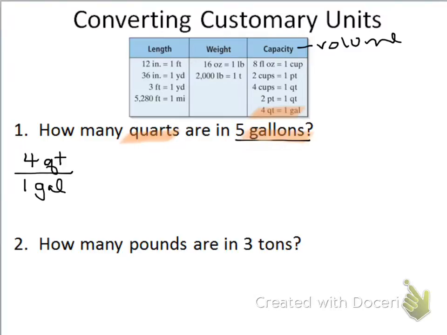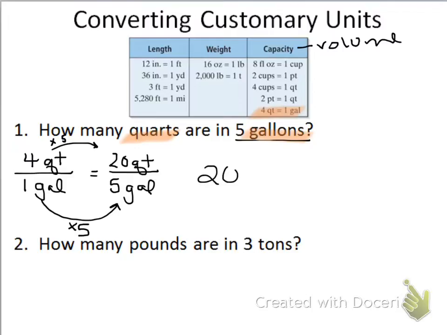Now I have 5 gallons, not 1 gallon, so I'm going to write my second rate over here, and instead of writing 1 gallon, I'm going to write 5 gallons. To go from 1 to 5, because 1 is smaller than 5, I'm going to be multiplying, and I'm going to multiply by 5. So I'll do the same thing with my numerator. 4 times 5 is 20 quarts. So that means that there are 20 quarts in 5 gallons. Let's look at the next one.